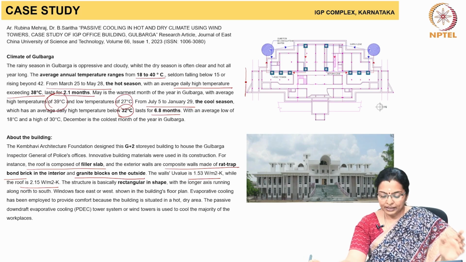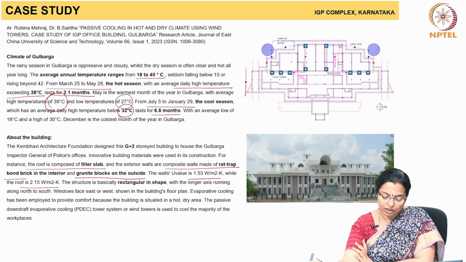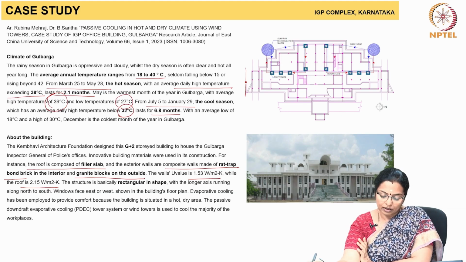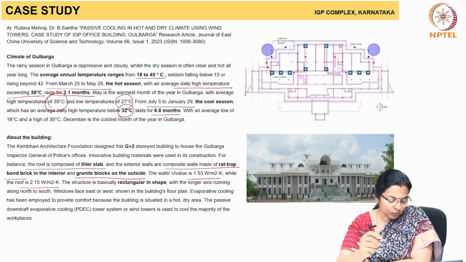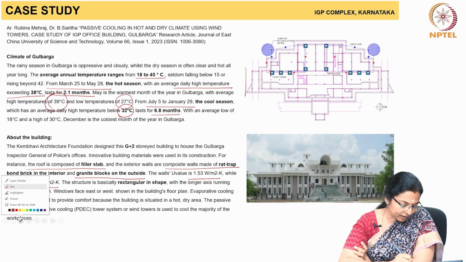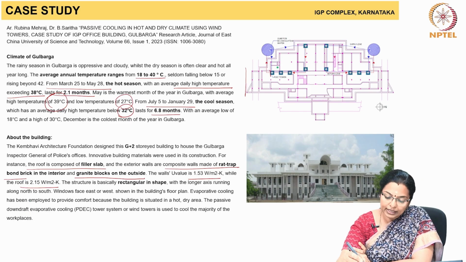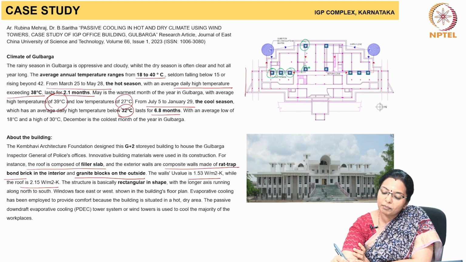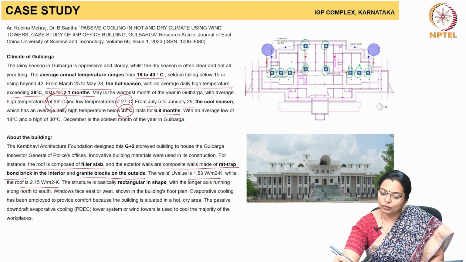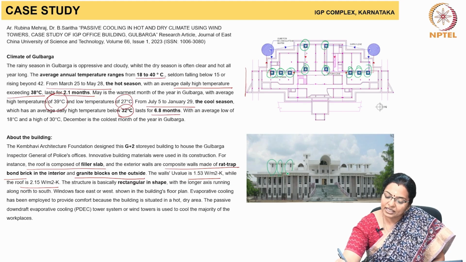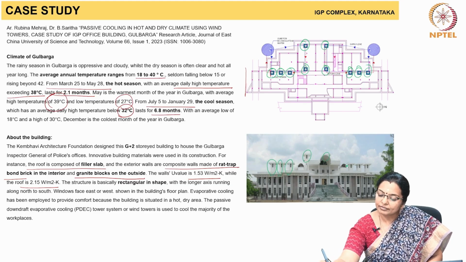Evaporative cooling has been used because the building is situated in a hot and dry area. PDEC towers are used to cool majority of the workspaces. As you can see, the PDEC towers which are located here. So, these are all the passive downdraft evaporative towers located in the IGP office at Gulbarga, which can be seen in the elevation.